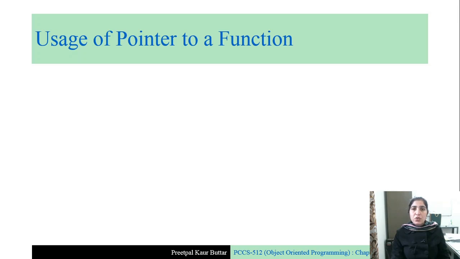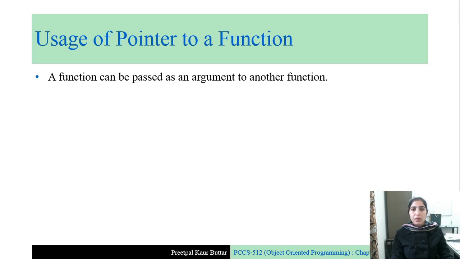Okay, so now a question arises: where do we use a pointer to a function? A function can be passed as an argument to another function. For example, int abc is a function and it has some parameters, int a, int b, int c. And we can also have another function as an argument to this function.